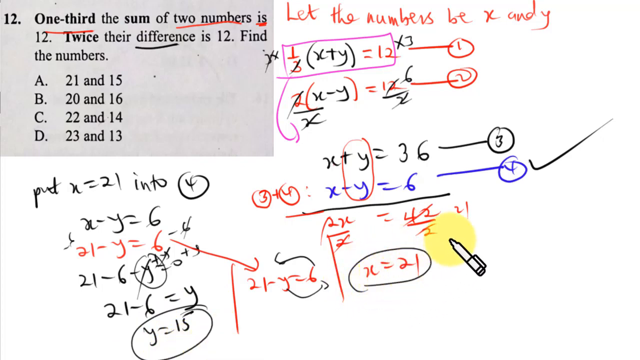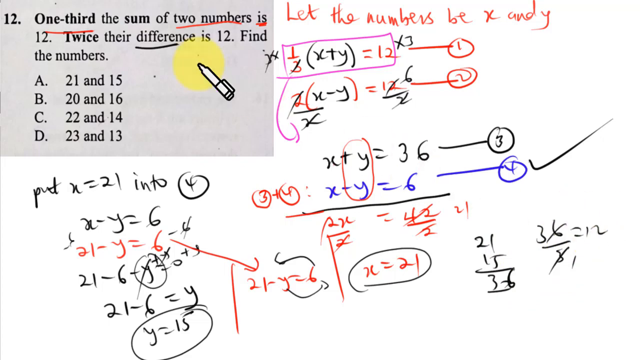So you can check this and see. It says that 1/3 of the sum of the two numbers is 12. So the sum of 21 and 15 is 36. And 1/3 of this means 36 divided by 3. 3 here, 1 through here is 12. So we have the 12 there.